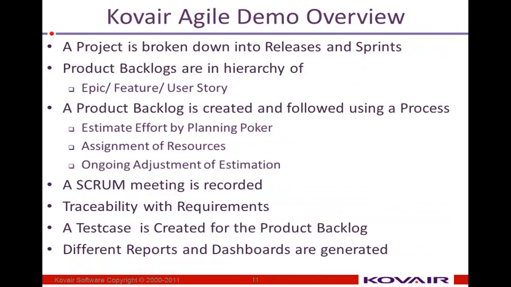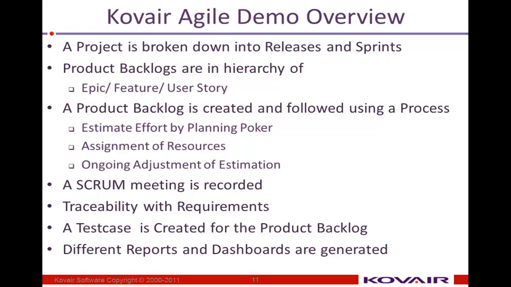So today the Agile demo will talk about the project broken into a number of different releases and sprints. We'll see the product backlogs with the hierarchy of epic, features and user stories, and then we'll create a new product backlog and follow it through using a process, and we'll see the process in the next slide. And as part of that process, we'll do the effort estimation by planning poker. We will assign different kinds of resources. We'll see how the developer, as they are working on the user story, adjusts the estimation on an ongoing basis. We'll also do a Scrum meeting. We'll record that.